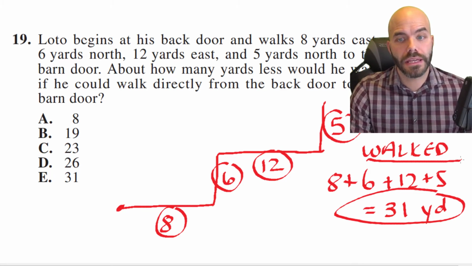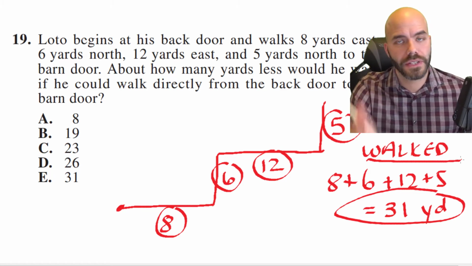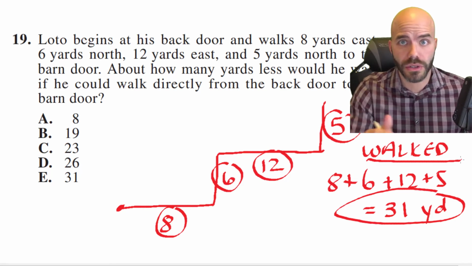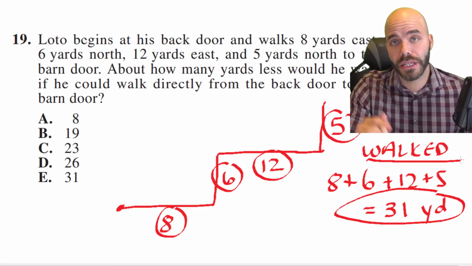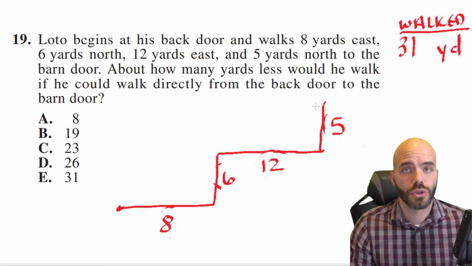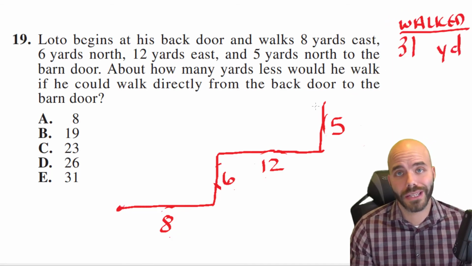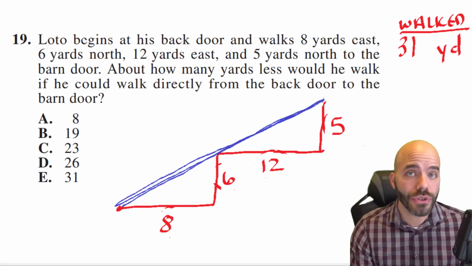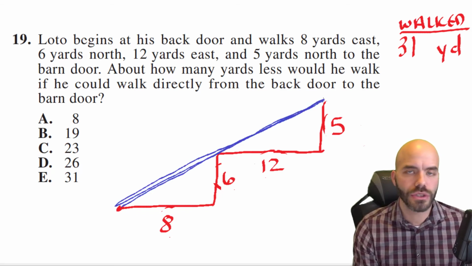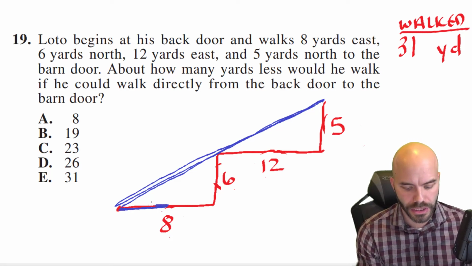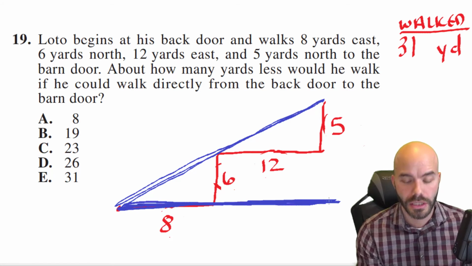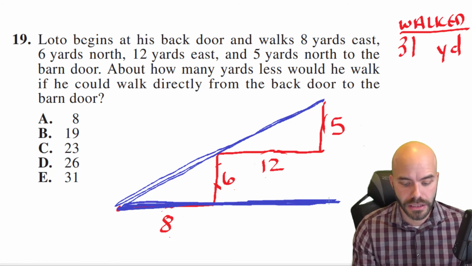Now, if he didn't care about getting his shoes dirty, or if he could make a beeline straight to the barn door, how many yards less would he have walked? So if he were to travel straight to the barn door, that might look something like this. What I would do to be careful is I would just consider how much he's traveled in total east. So let's draw this, which represents his total distance traveled east. He first traveled east 8 yards and then again 12 yards.